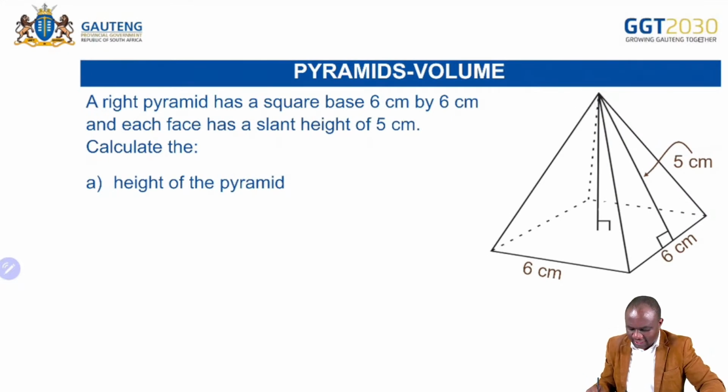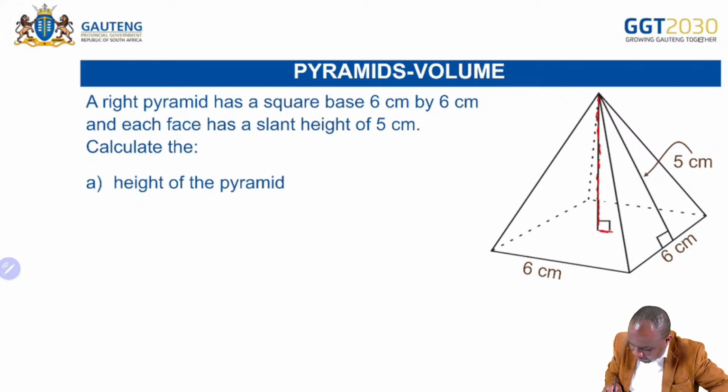Right, welcome back, grade 10. I really hope you managed to get the answer. But let's say you did not get the answer. We want the height of the pyramid. Do you see that? And then here, if we join these two like this, what are we forming? We are forming a right-angled triangle. And the slant height here is our hypotenuse. Do you see that? Hypotenuse is the side which is opposite the 90-degree angle, or the right angle.